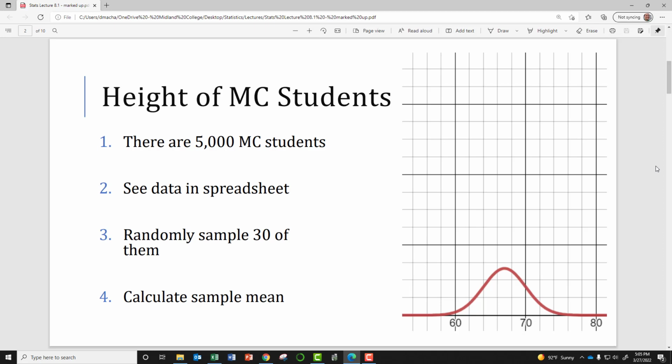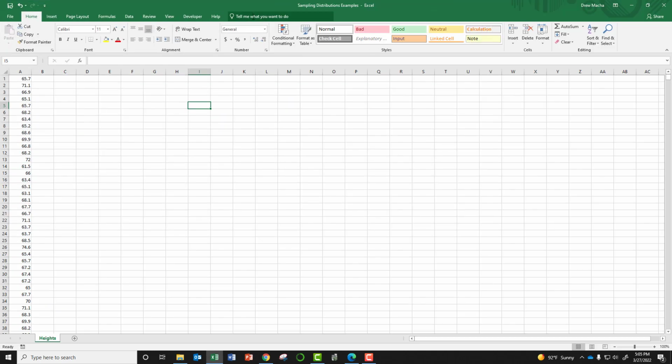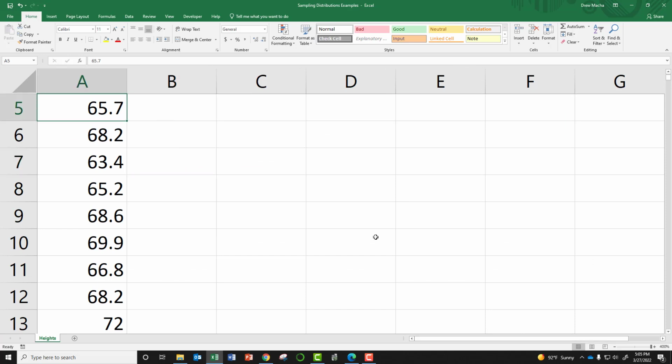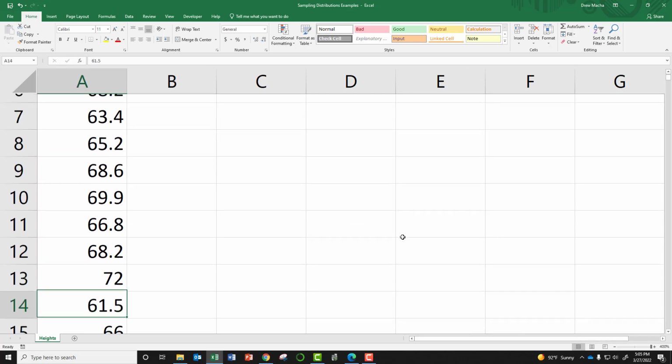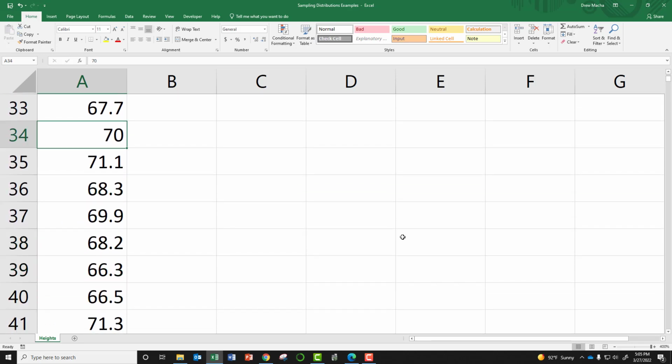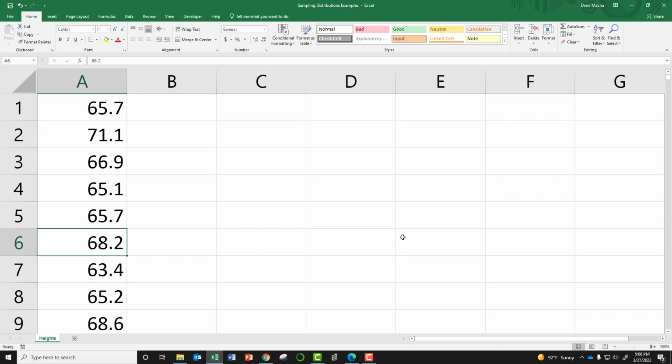So maybe this is the probability distribution. 67 inches seems like maybe an average height of a college student, so maybe this is a reasonable distribution here in red. That one might describe what we're talking about. But here in my spreadsheet, let me zoom in for you. In column A, suppose I measured the height of all 5,000 Midland College students. I didn't, by the way, but imagine I did, and I came up with all of these numbers that are centered around 67, but have some variance from one student to the next, because not all students have the same height.